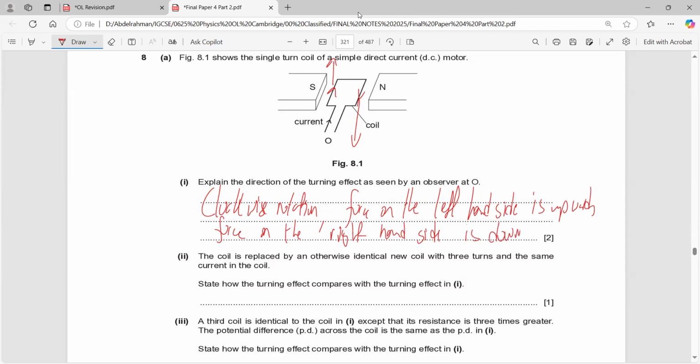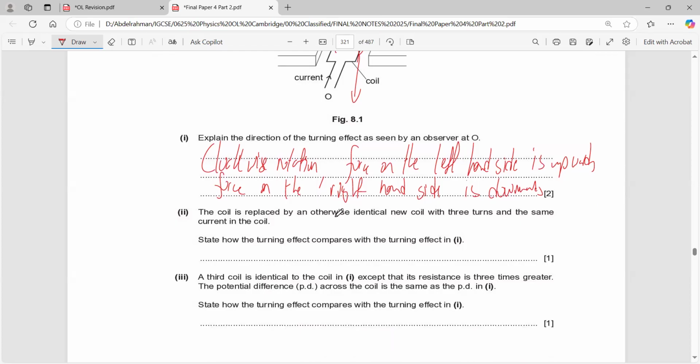The coil is replaced by an otherwise identical new coil with three turns. State how the turning effect compares with the turning effect in part I. If you increase the number of turns, what happens to the rotation? It definitely increases. The speed increases.